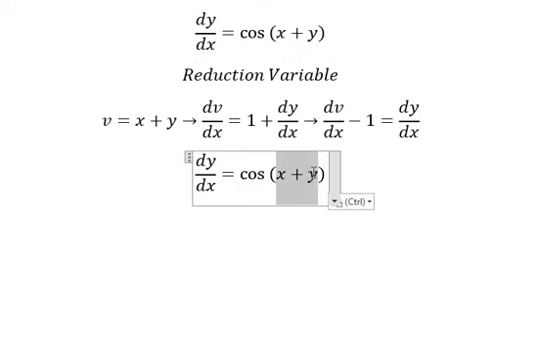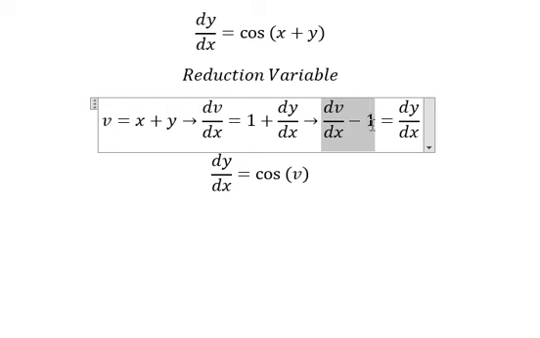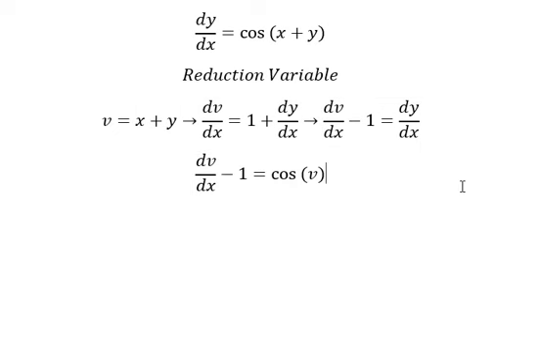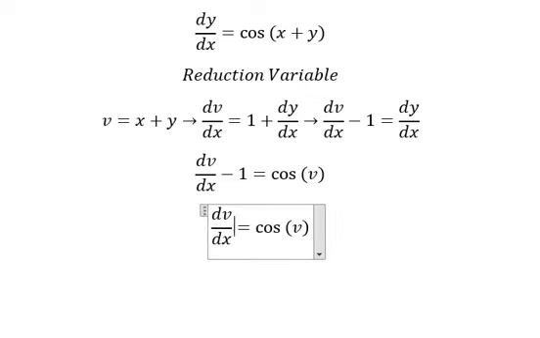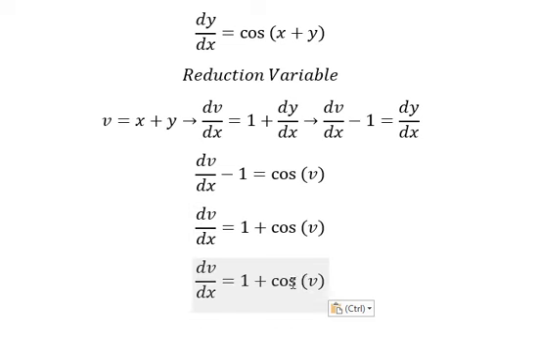So this one we change by v. This one we change by this one. Negative number 1 I will put on the right. 1 plus cosine v I will put on the left. dx will go to the right.